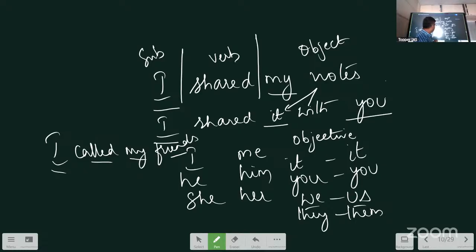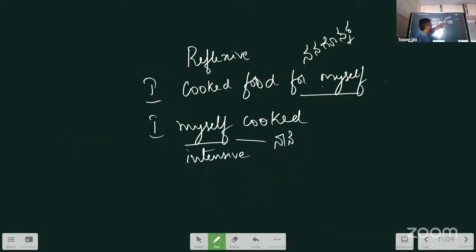Clear, all of you? So which are the objective pronouns? I, me, he, him, she, her, it, you, we, us, they, them. Next, we learnt about reflexive pronouns. A reflexive is a mirror image of the subject.